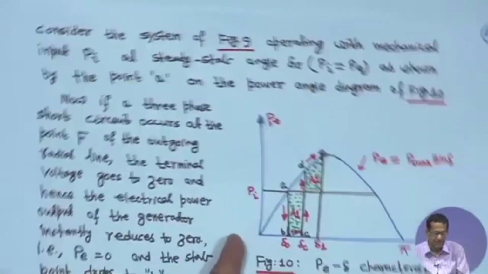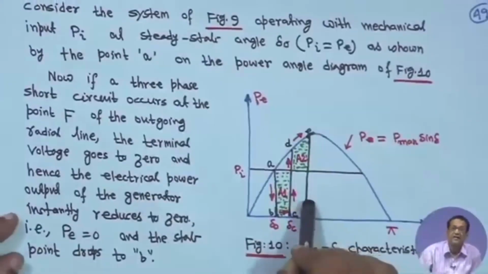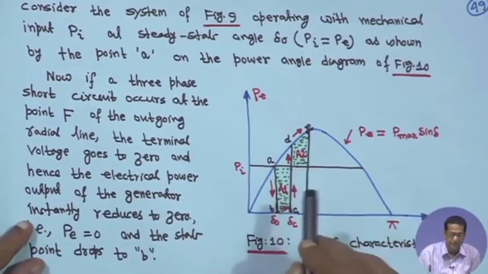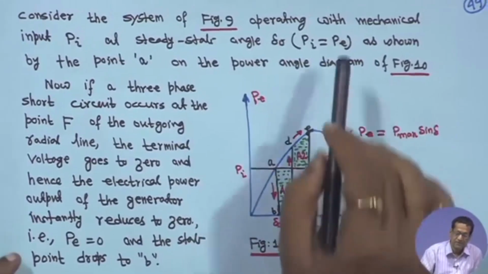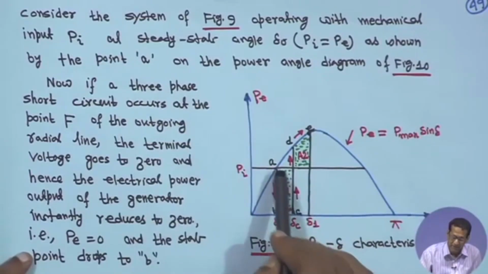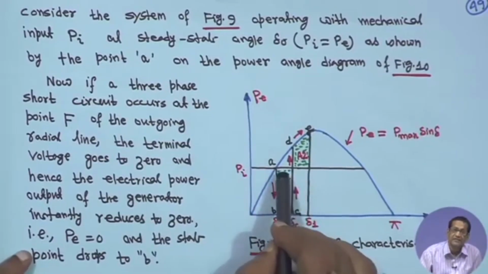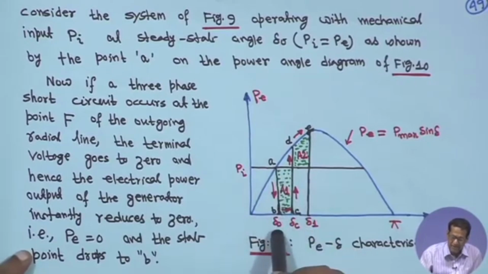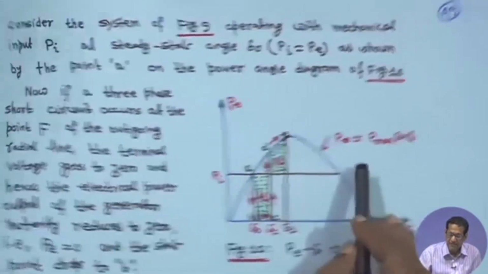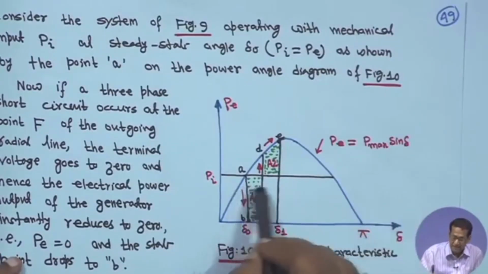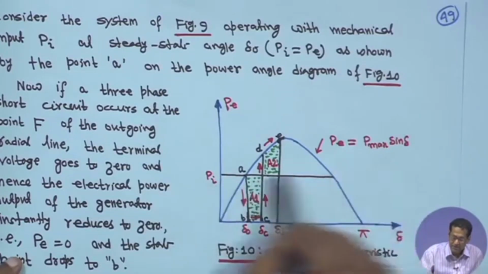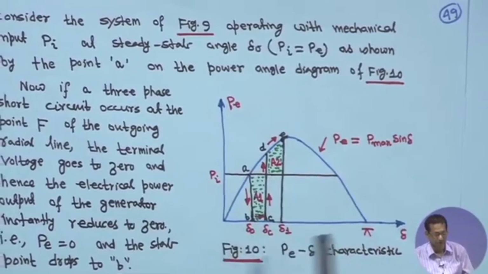Then that is why you consider this figure 9 for our understanding. First, before saying anything, this is area A1, this is area A2. Now, you assume that figure 9 is operating with mechanical input Pi, this is our mechanical input power Pi, and the machine was operating at steady state. At that time the angle was delta 0. That means, at that time Pi is equal to P max sin delta. If you put delta is equal to delta 0 here, at that time Pi is equal to P max sin delta 0. This is the steady state operating point.